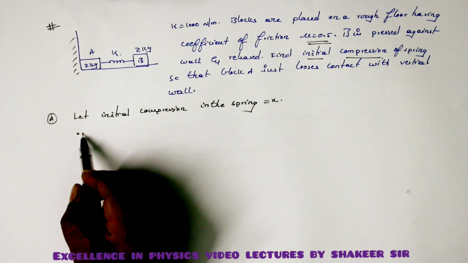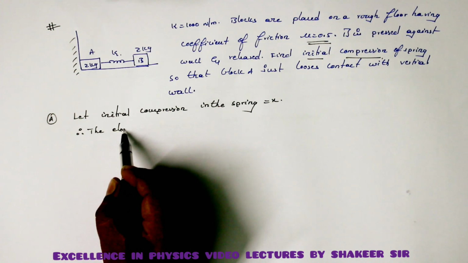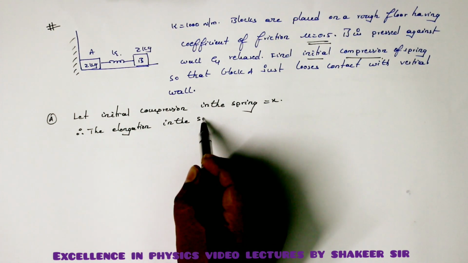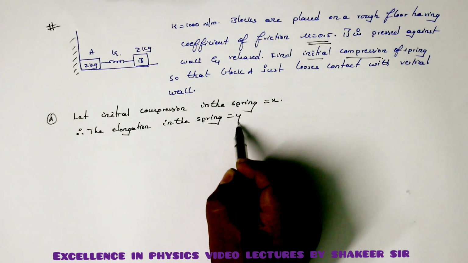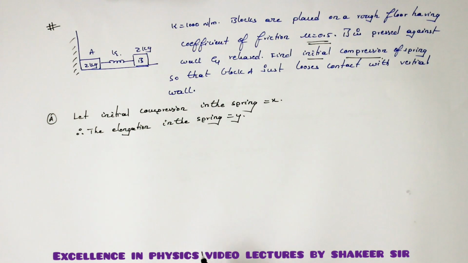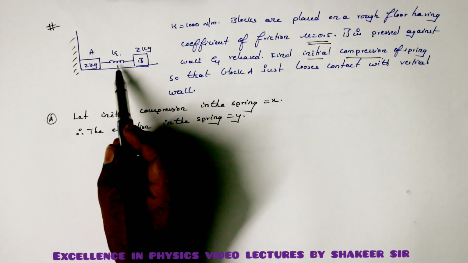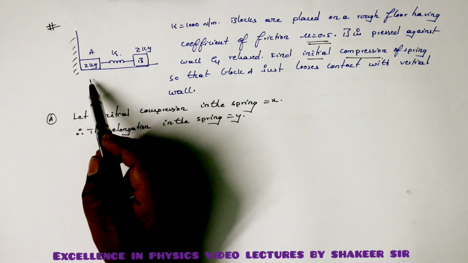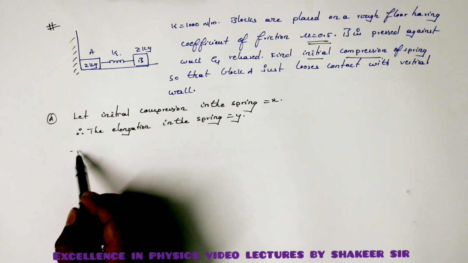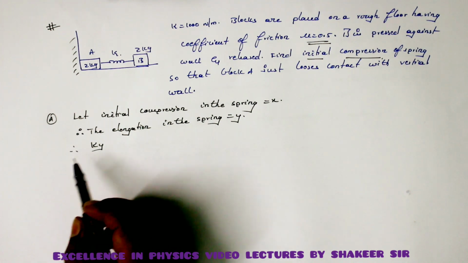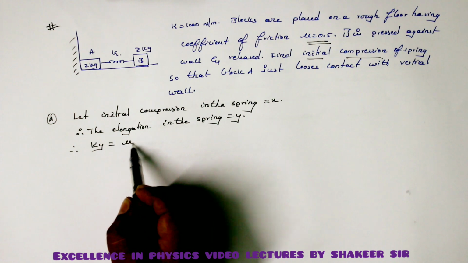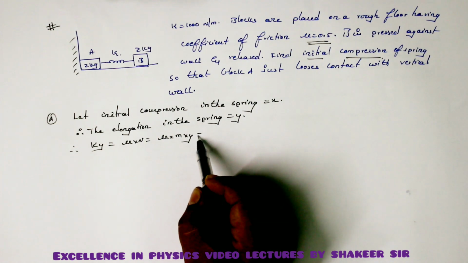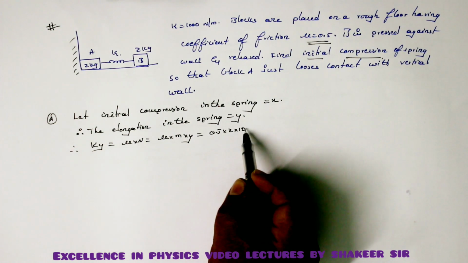So therefore, the elongation in the spring should be equal to y. This elongation will produce a restoring force in the spring, and this restoring force should be able to overcome the limiting friction present between the 2 kg block and the ground. So the restoring force produced in the spring is ky, and this ky should be equal to mu into N, which is equal to mu into m into g.